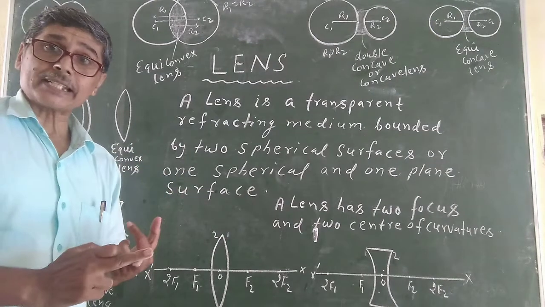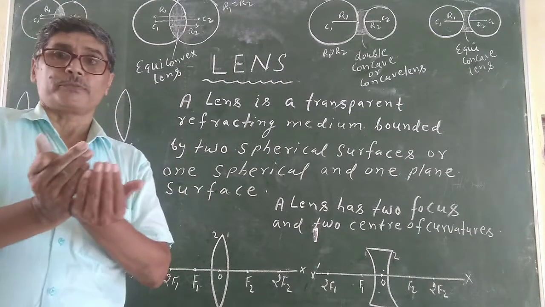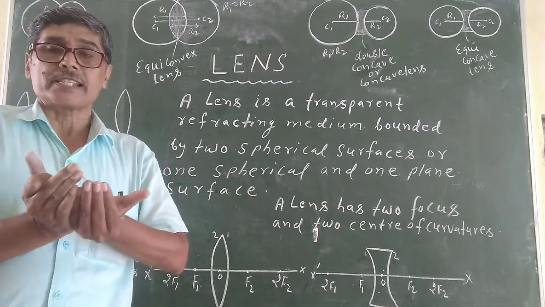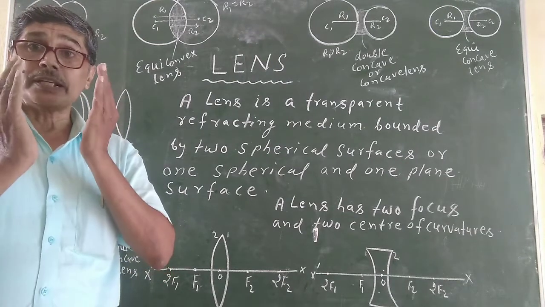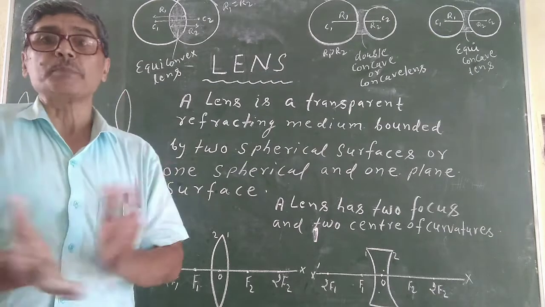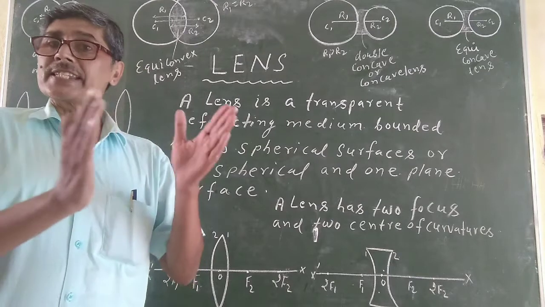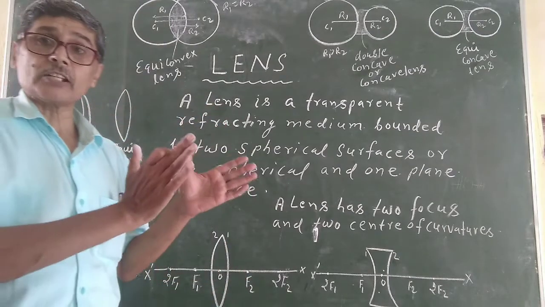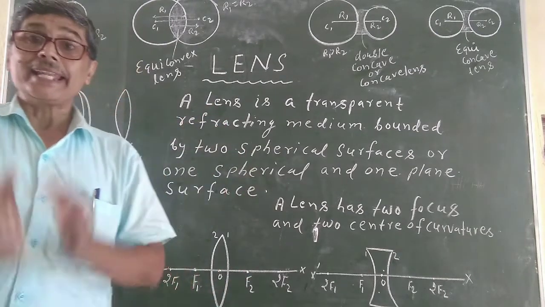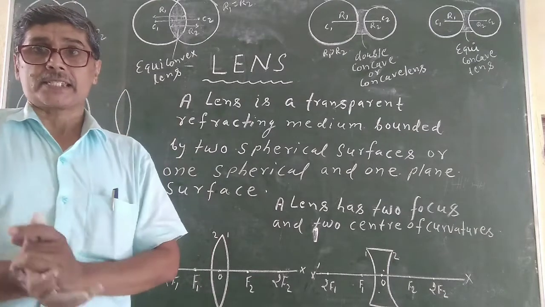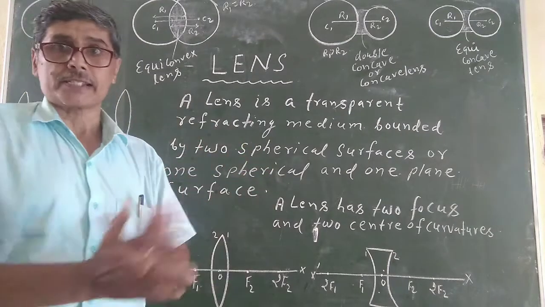It means that a lens is made up of two spherical surfaces, or it may be one spherical and one plane surface. So at least one spherical surface is required for the formation of the lens. A lens has two focus and two centers of curvature.